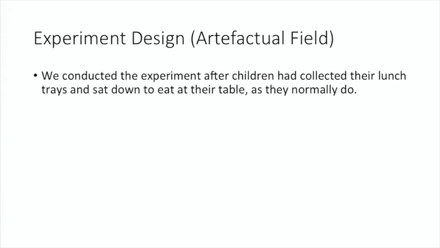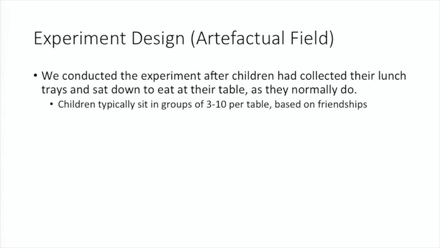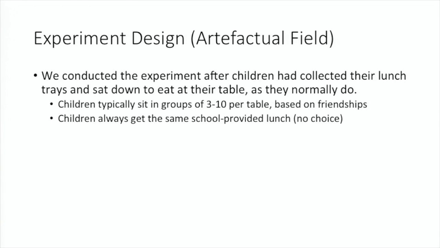So we conduct the experiment after children collect their lunch trays and sit down at their table as they normally do. Most kids get to sit at whatever table they'd like within their school lunch period. They're often sitting with their same grade, their same classroom, with their friends. And they're typically sitting in groups of about 3 to 10 per table. And they're getting the same school-provided lunch. So they don't have choices there. Now, we don't randomize who sits where, so they just sit where they'd like to sit. And I think that's fine because here we're trying to give these spillover effects a chance, and they might be more likely if I know the people I'm sitting with.